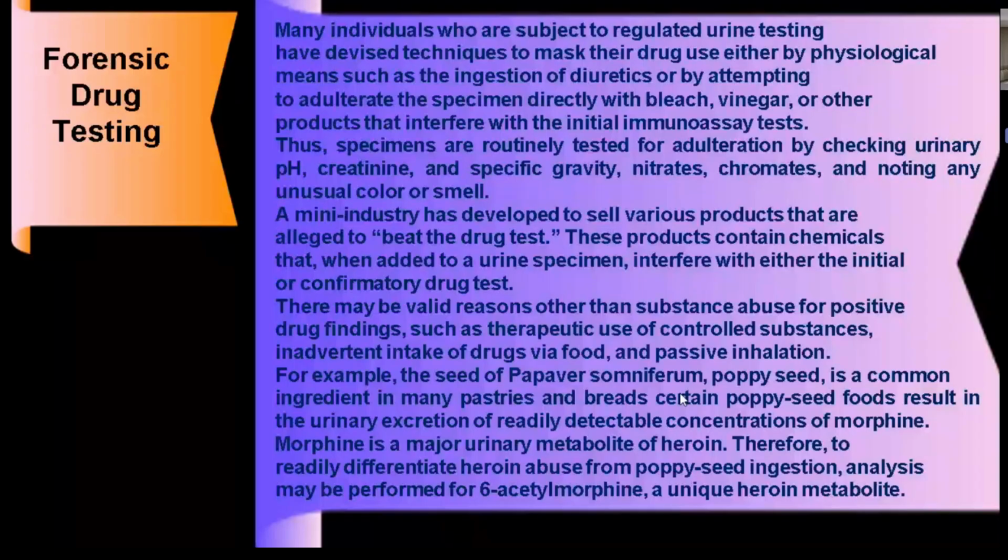And we should look for 6-acetylmorphine, not only morphine. Then only we can rule out that it is some normal culinary ingredient which has been taken in the food, but it is actually a heroin metabolite, and there was personal drug abuse.